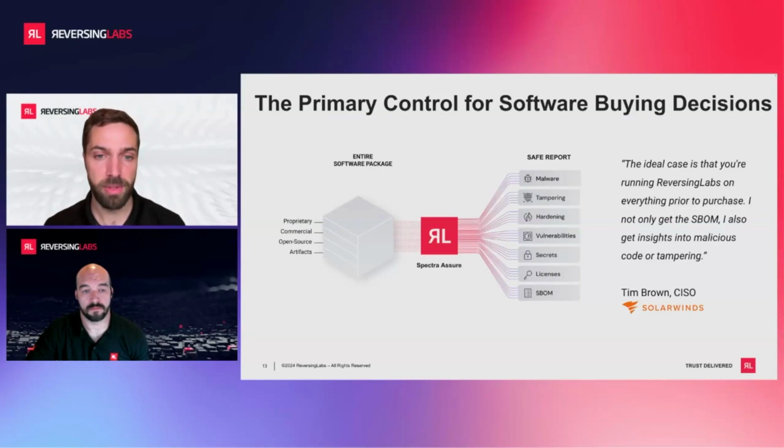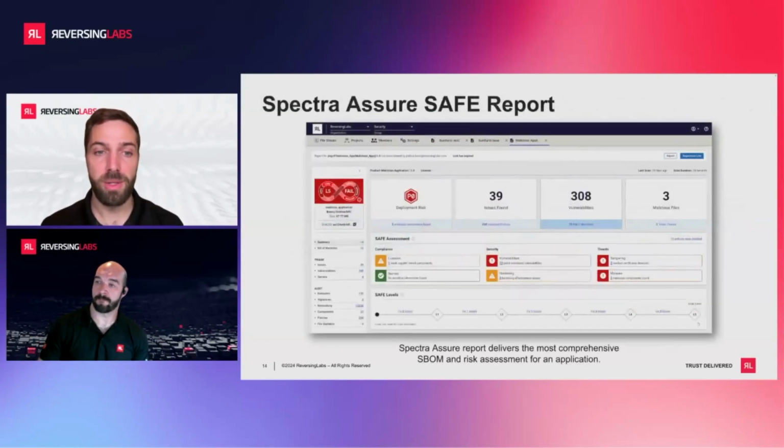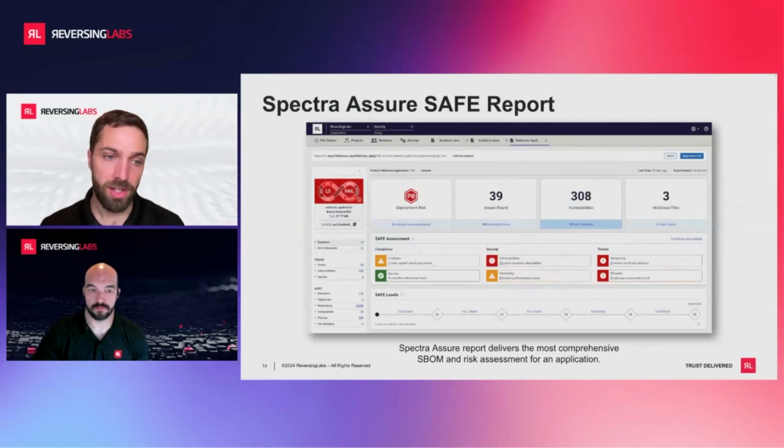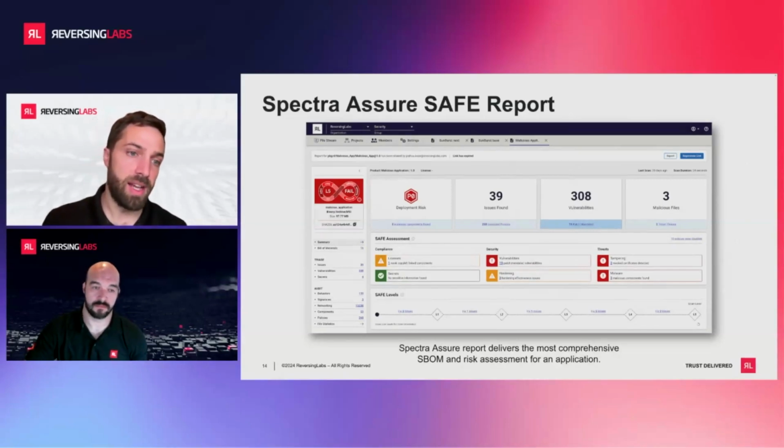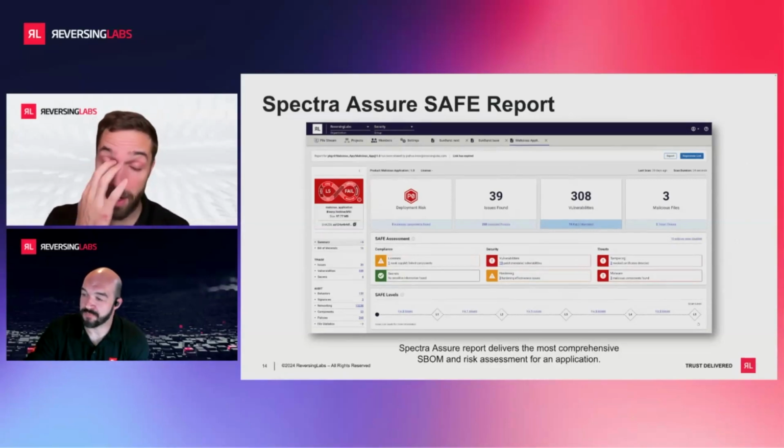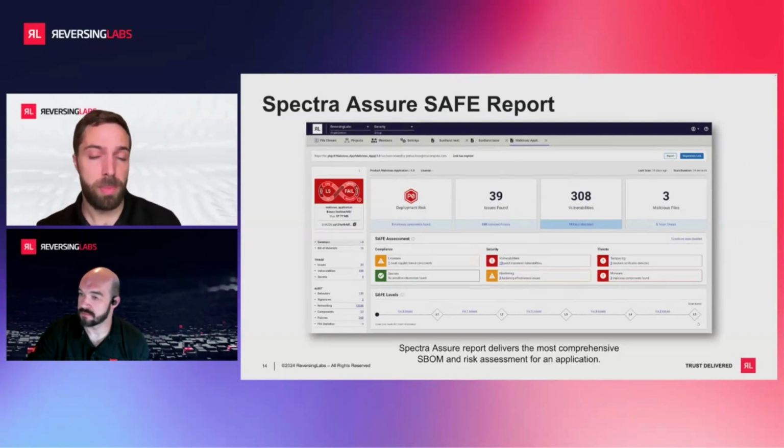If you go to the next slide, please, I want to show you exactly what that safe report looks like. Now, you can scroll down on this page, you can click into many of these things, and we frequently offer demos in webinar format, or if you reach out, we'd be glad to give you a personalized one. But what you're seeing here at the top left, that L5 fail is saying that ReversingLabs through Spectra Assure has determined that this software is not safe. There were 39 issues, 308 vulnerabilities, and God forbid, in this example, 3 malicious files.